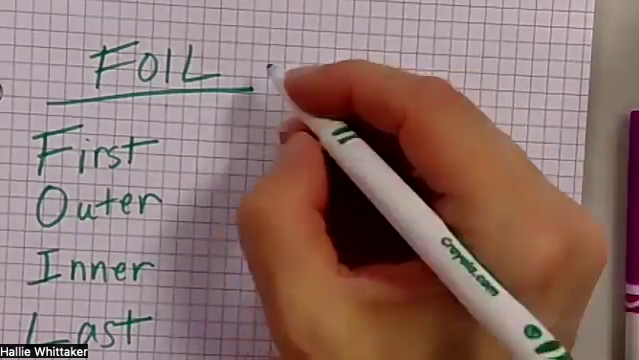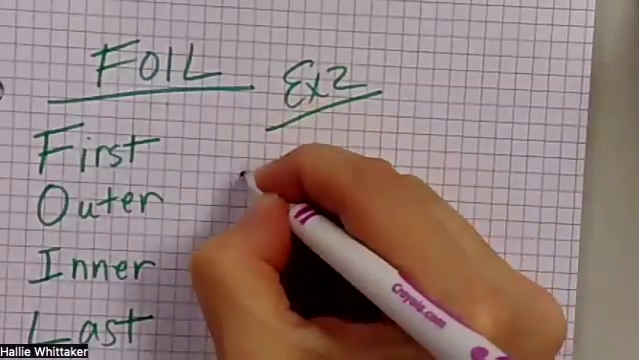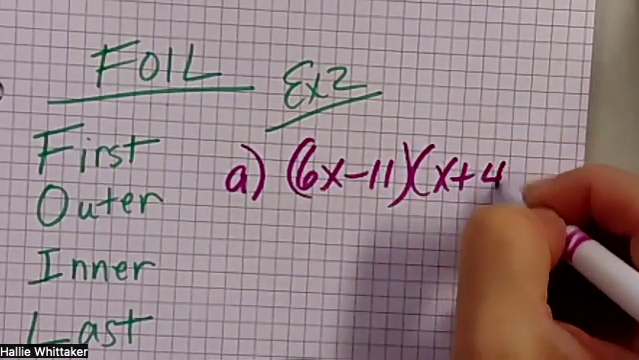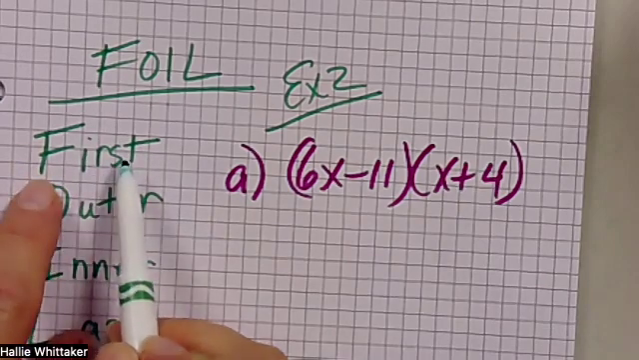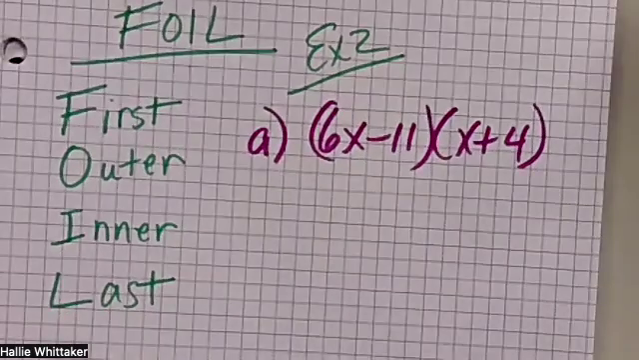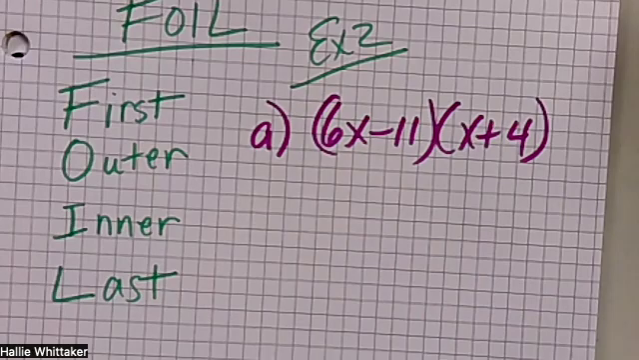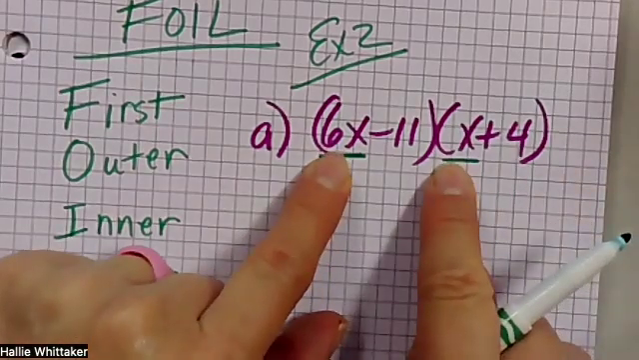Okay, now I'm going to show you how we're going to apply that on a problem. This is an example 2 problem. So let's say we've got 6x minus 11 times x plus 4. So to do FOIL, we're going to do the first. Some do it vertically, some do it across. Let me go ahead and do this one across, and then I'll do it vertically, and y'all can pick the way you like. Okay, but when we're doing first, these are the first terms of each binomial.